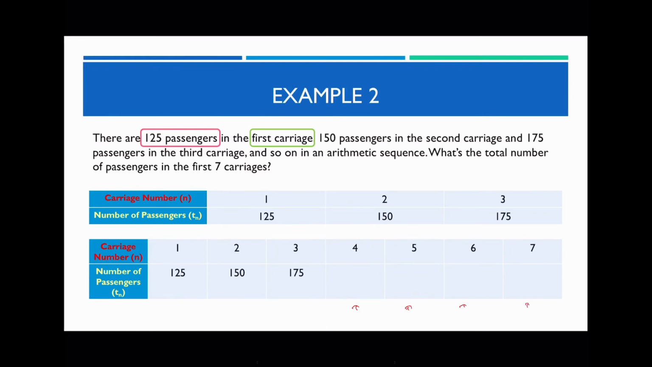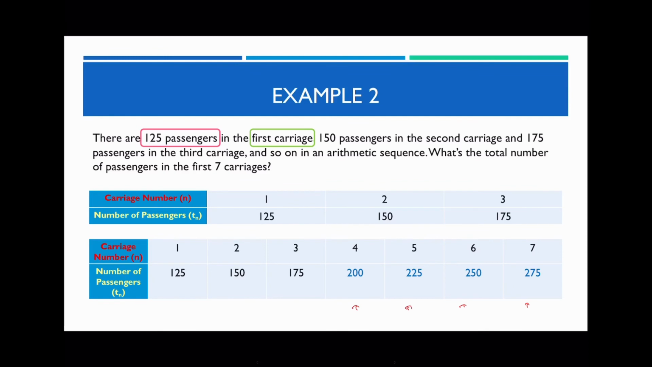So because we know that the common difference goes up by 25 each time, I therefore know that this is going to fit 200 passengers in the 4th carriage. The next one's going to be 225, 250, 275. And once you've filled out this particular table over here, then you can start answering this question.